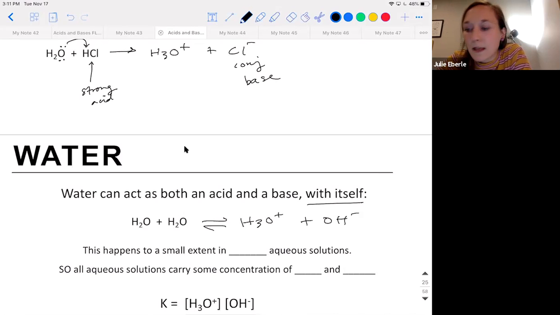All right. So this actually happens in all acid-base reactions to a small extent because water is the solvent. And this just inherently happens because water just inherently does this. Now, it's not a ton, so you don't have large concentrations of these things, but you do have them present in every acid-base reaction. So it happens to some extent in all aqueous solutions. So they carry some concentration of H3O plus and OH minus.